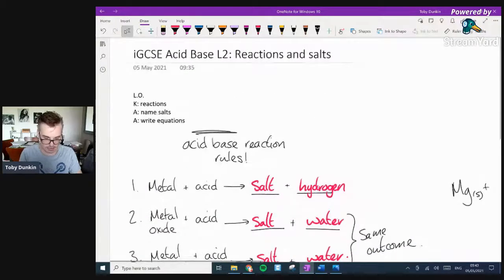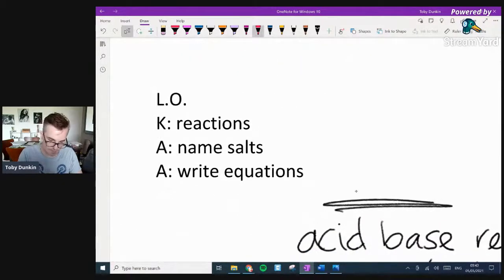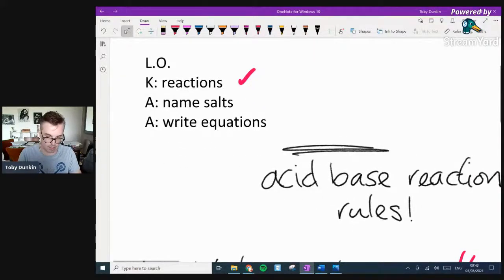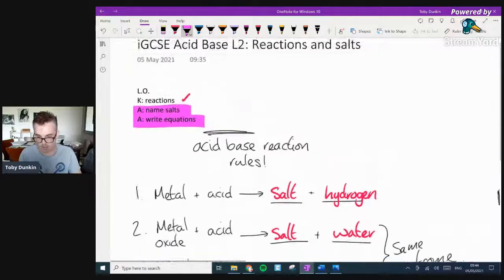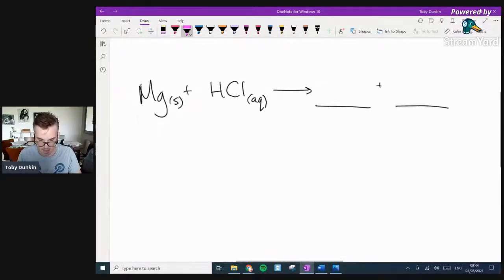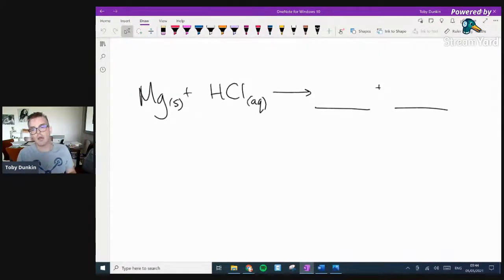What we realize is we have gone from the reactions, which we have now finished. We know the reactions. What we now need to be able to do are these 2. We need to be able to name the salts and write an equation. So I've given you this one, and the question is, can anybody give me, I don't mind if you give it to me in words. Magnesium chloride and hydrogen. Thank you very much, Zina.